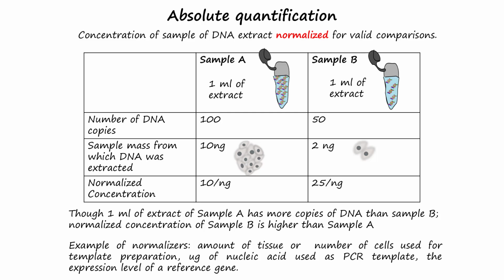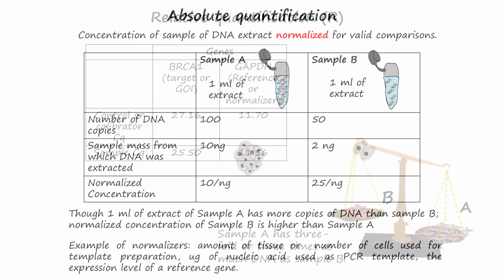Concentration of the gene of interest in the sample has to be normalized for valid comparisons. Consider this example. Without normalization, sample A appears to have more DNA than sample B in the 1 ml extracts. However, once normalized for mass of tissue, sample B has a higher concentration of DNA than sample A. The normalizer may be, say, the amount of tissue or the number of cells used for template preparation, microgram of nucleic acid used as PCR template, or the expression level of a reference gene.